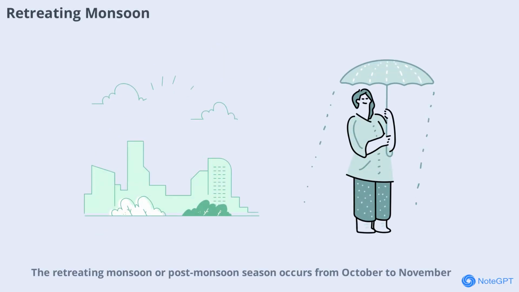Retreating monsoon, or post-monsoon season, occurs from October to November. During this period, the southwest monsoon winds weaken and withdraw from the country. The weather becomes dry again, and temperatures start to drop, especially in northern India. However, some regions like Tamil Nadu receive significant rainfall from the northeast monsoon during this time. The retreating monsoon marks the transition from the rainy season to the cooler winter months.